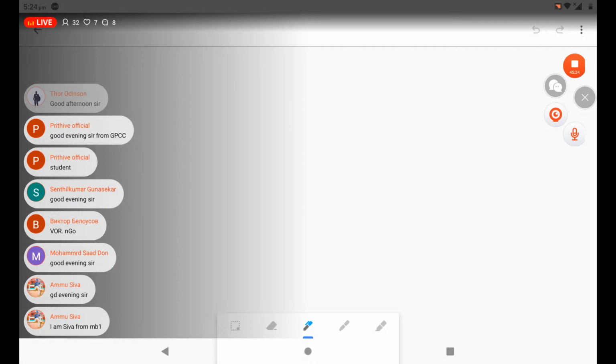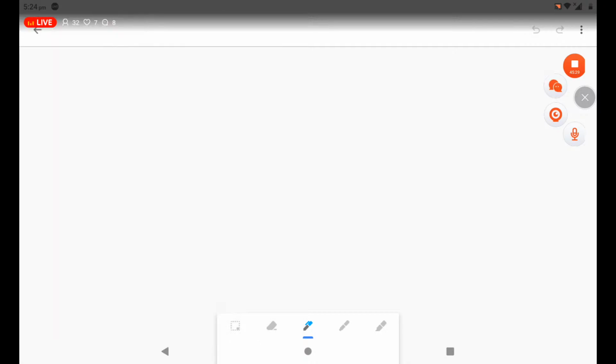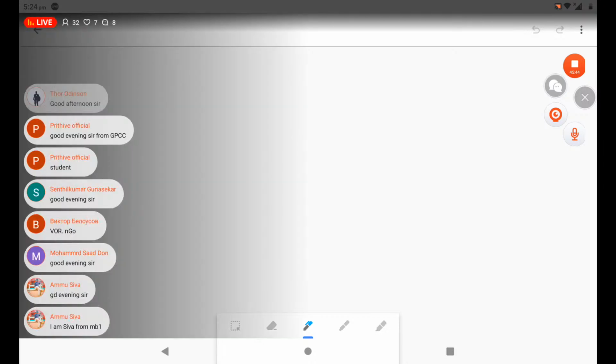First question. Can you give an example for an unbranched stem? Come on, leave a comment. The first comment will be appreciated. Can you give an example for unbranched stem? Leave your comment.